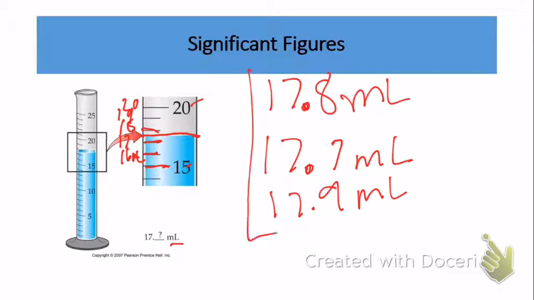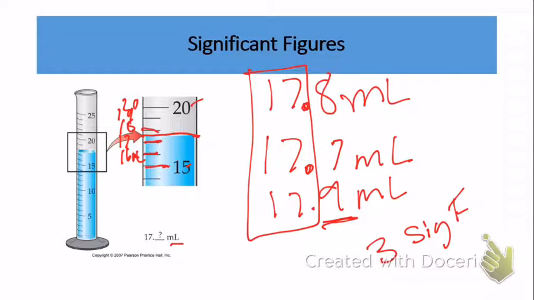So again, we should all agree on the 17, but the last digit is estimated, and we might very possibly disagree on that due to the limitation in the graduated cylinder, all right? So in this case, what we would say is that we can measure to 3 sig figs here. 3 significant figures. That's the best number of digits that we can record to, is the 3 significant digits.